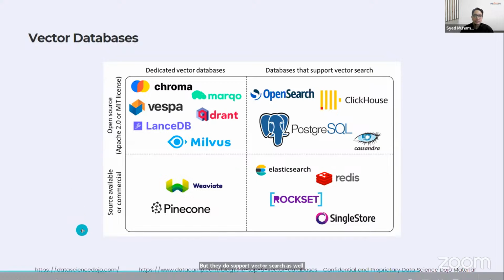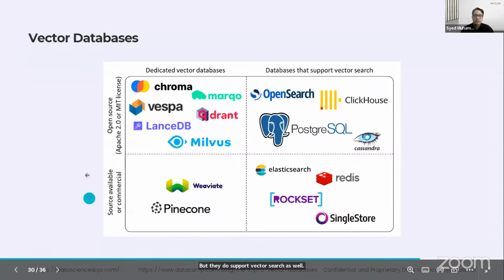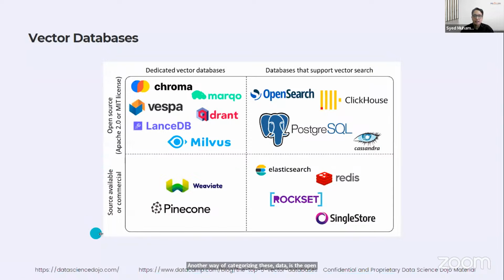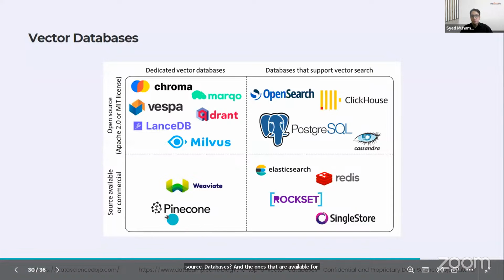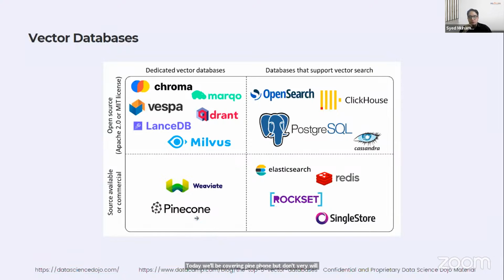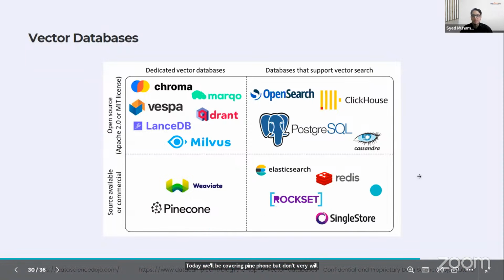Another way of categorizing these vector databases is the open source databases and the ones that are available for enterprise. Today we'll be covering Pinecone, but don't worry, we'll be using the free version of Pinecone, so everyone will be able to experiment with this.